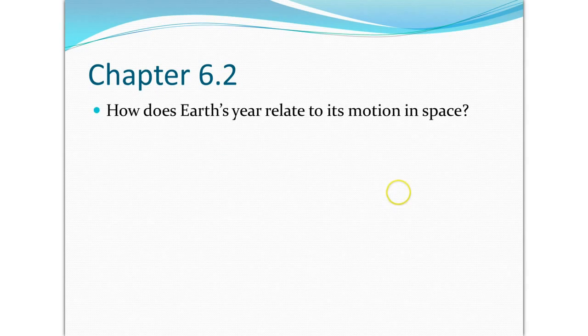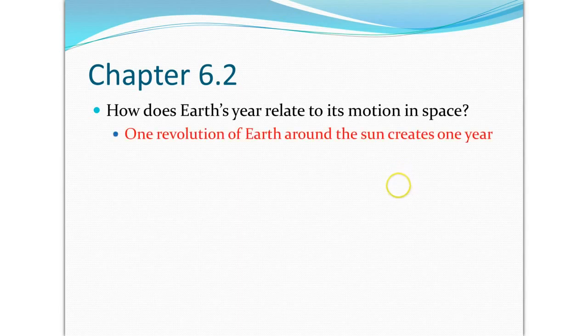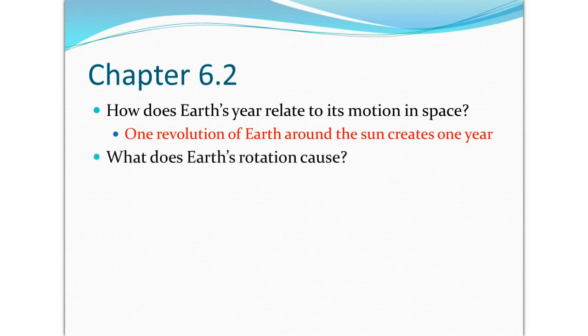First question, this should go right down with your study guide here. How does Earth's year relate to its motion in space? And of course, one revolution, one orbit, one trip around the sun for Earth is what creates 1 year. 365 days and a quarter, which of course creates our leap year, which is what we have this year.